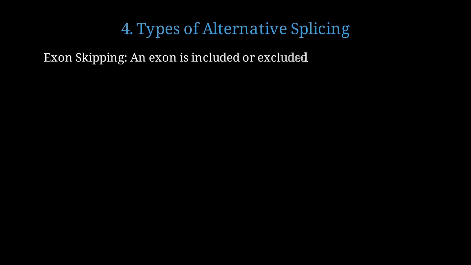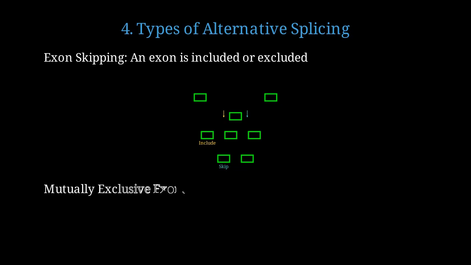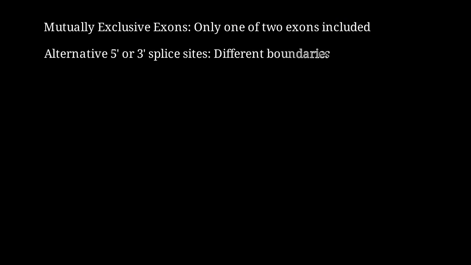There are several distinct types of alternative splicing mechanisms. Exon skipping is the most common type, where an entire exon can be included or completely skipped. In exon skipping, the middle exon can either be included to create one protein variant or skipped entirely to create a different variant. In mutually exclusive exons, only one exon from a pair can be included at a time. Alternative splice sites use different boundaries for the same exon, making it longer or shorter.